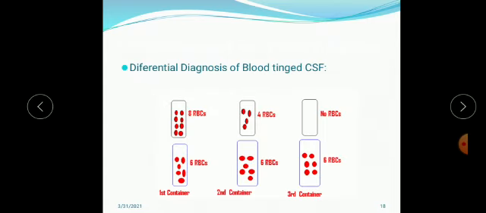So the diagrammatic picture shows, the first one, a traumatic tap. The initial tube is filled with a larger number of RBCs followed by lesser numbers of RBCs, and in case of subarachnoid hemorrhage, all 3 container tubes will have similar numbers of RBCs.